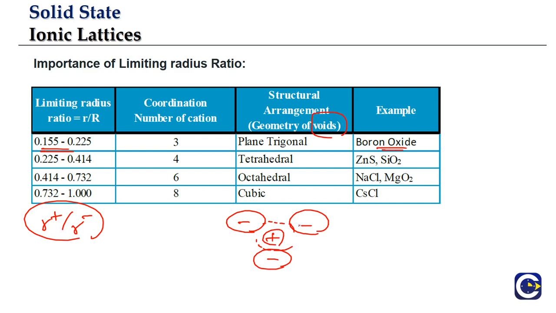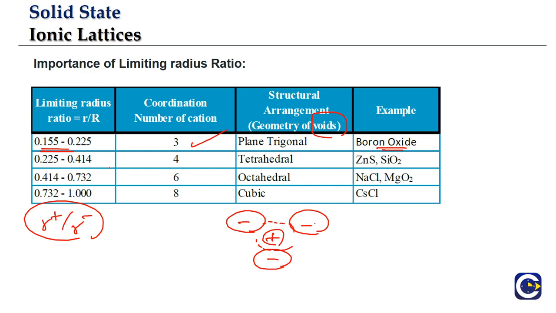Remember, in the normal metallic compounds, what we discuss as coordination number is the number of nearest neighbors. But in the case of ionic compounds, coordination number is defined as the number of nearest opposite type of ions. So here the coordination number will be what? If you look at a cation, it is surrounded by 3 anions. So coordination number will be 3.